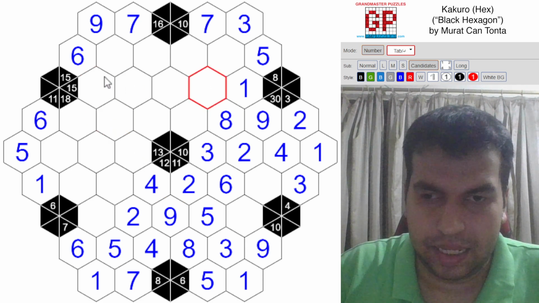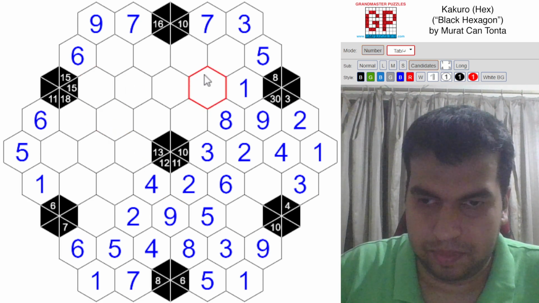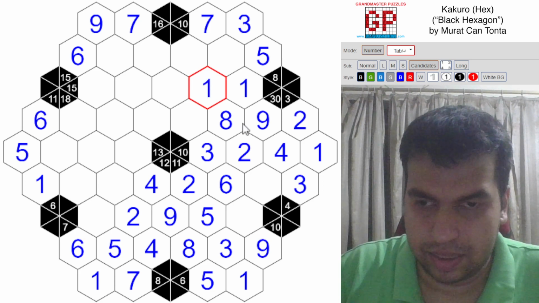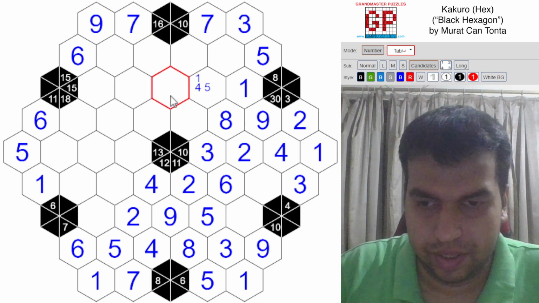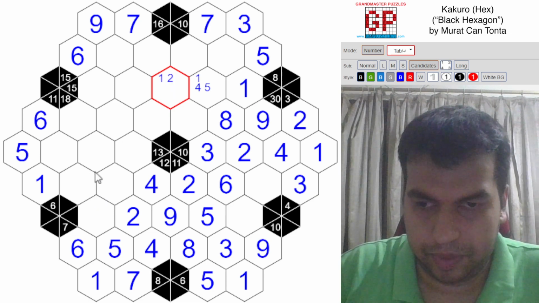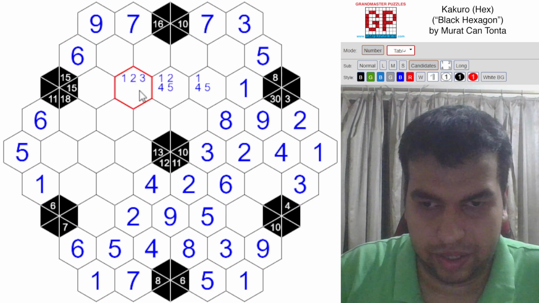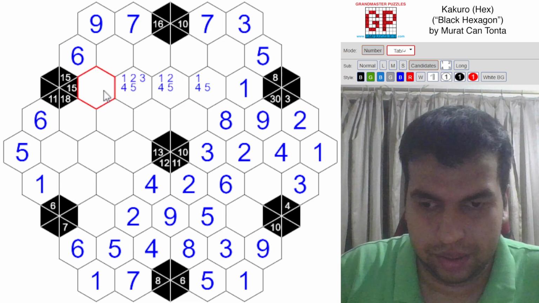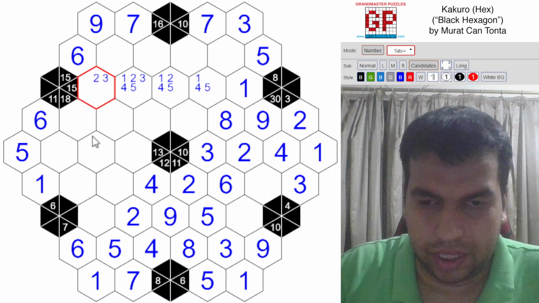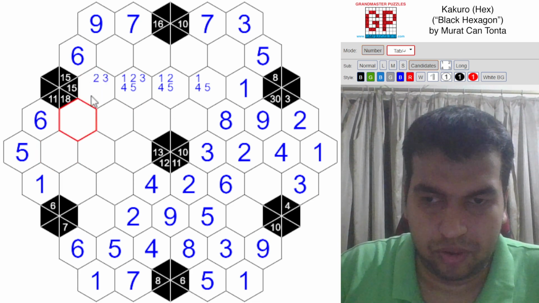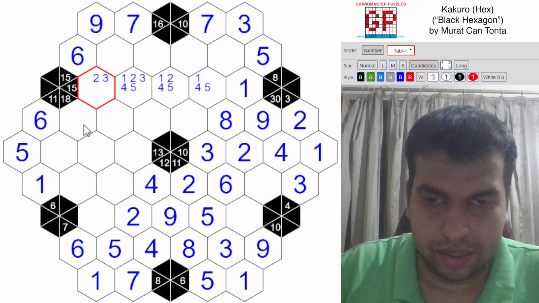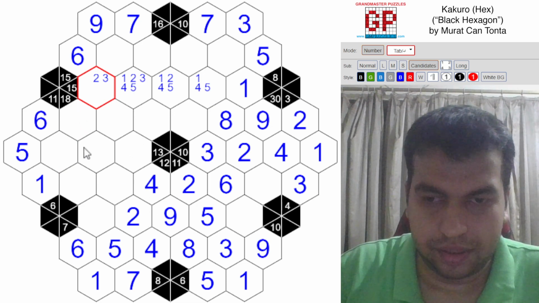Now let's just mark these for the 15 sum. So this is going to be a 1, 4, or 5. This is going to be a 1, 2, 4, or 5. I don't think this is restricted yet. And this is going to be a 2 or 3. So I think only 3 sums are remaining. This one, the 18 over here, and the 13 over here.